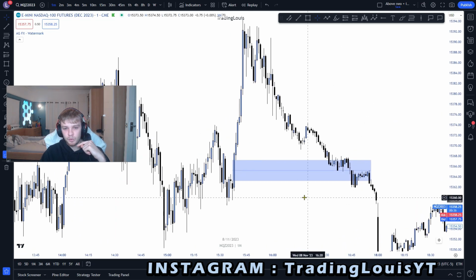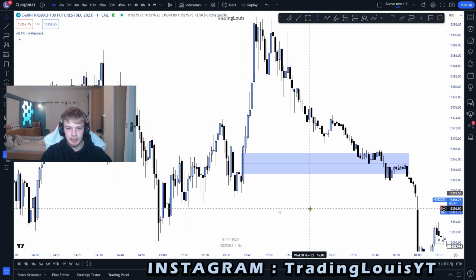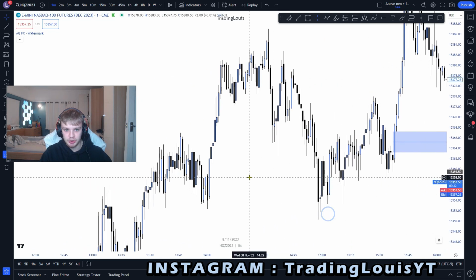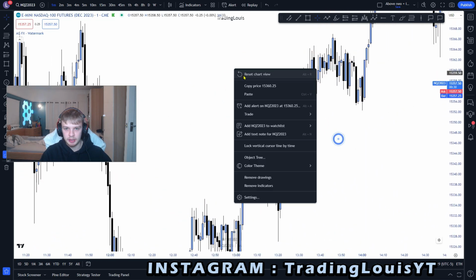Now, when you have a fair value gap, let's say price action is bullish, so let's find a nice fair value gap.